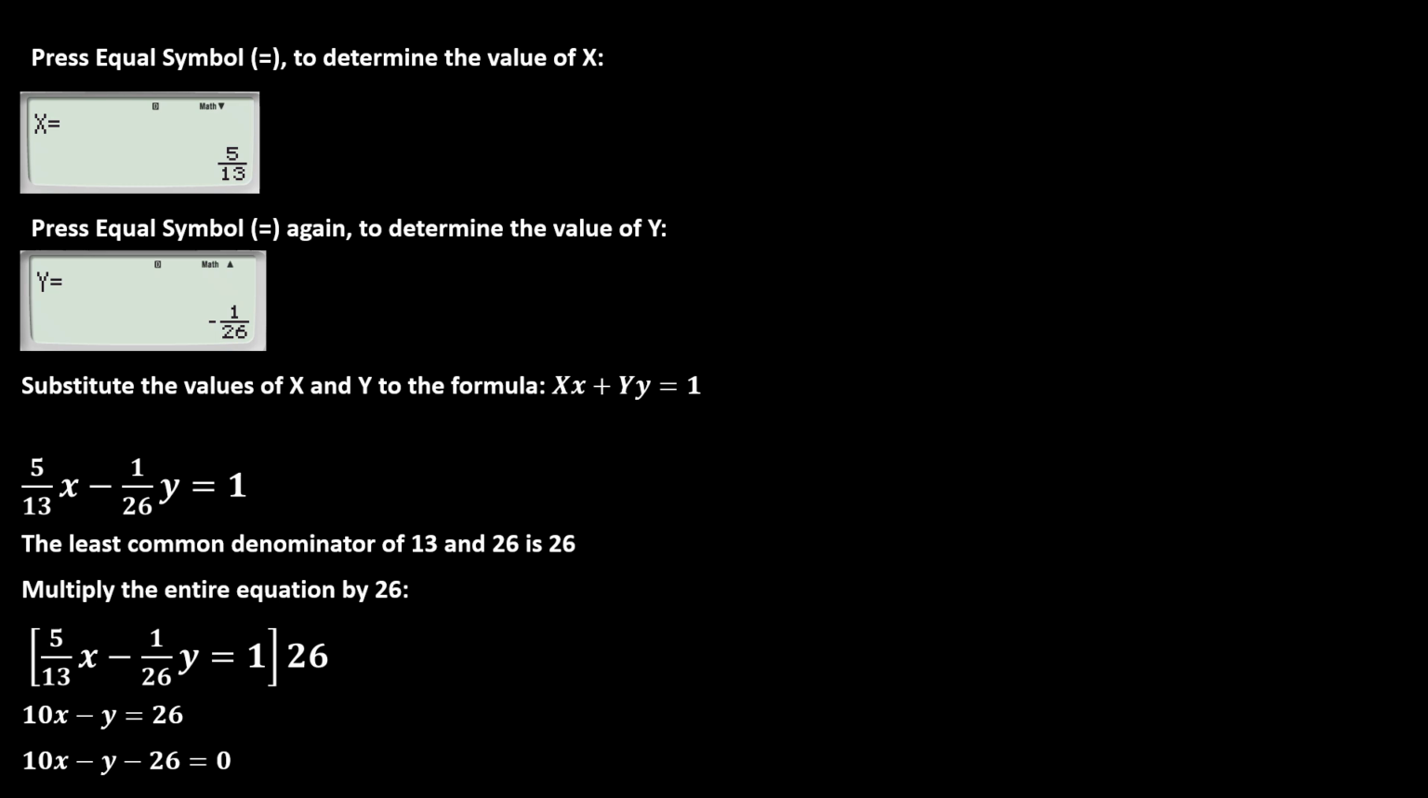We now have 10x minus y equals 26. Then simplifying it, finally, we now have the equation of the line in its general form, and this is our final answer to our given CE board exam problem: 10x minus y minus 26 equals 0.